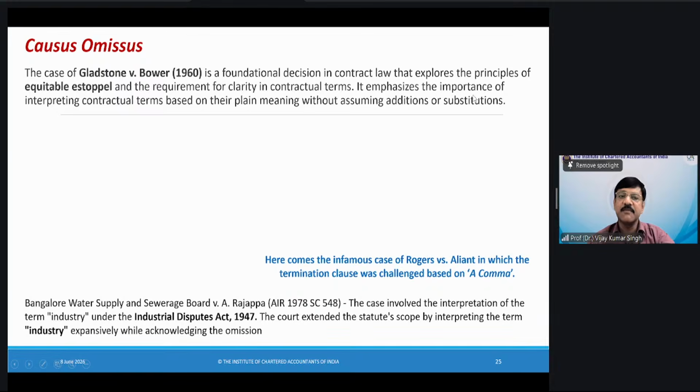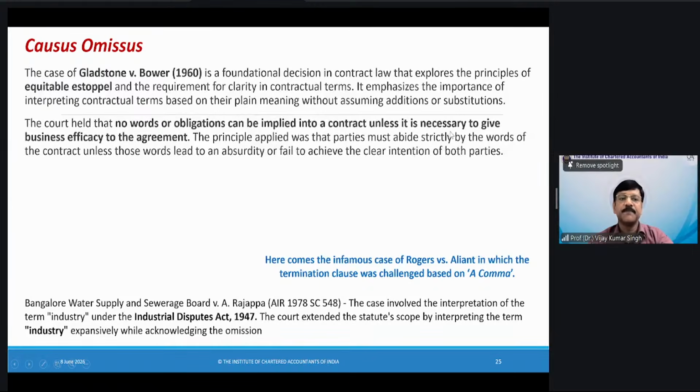So it emphasized the importance of interpreting contractual terms based on the plain meaning without assuming additions or substitutions. So you cannot add anything into the contract. You have to read what it is. So the court held that no words or obligations can be implied into a contract unless it is necessary to give business efficacy to the agreement.